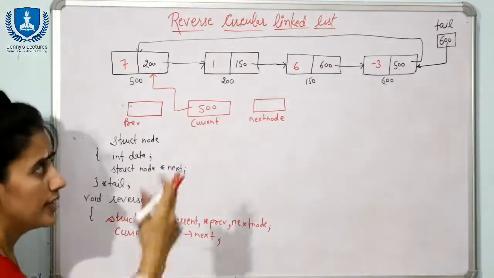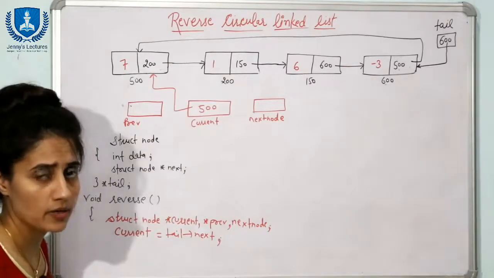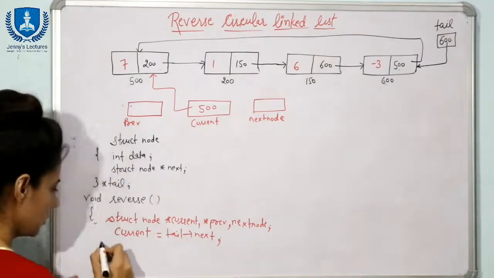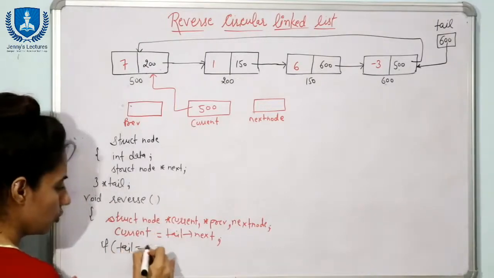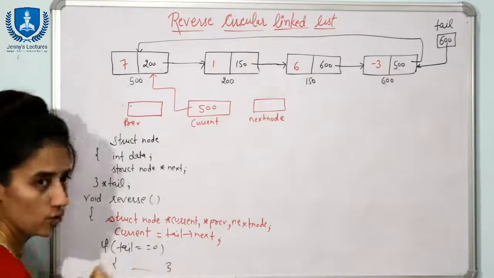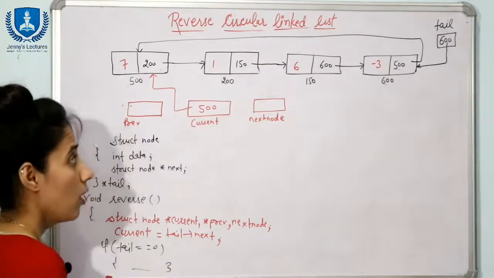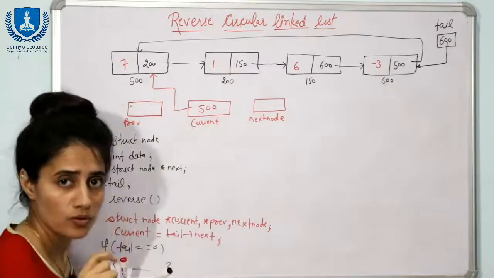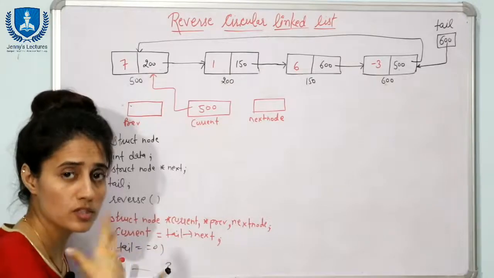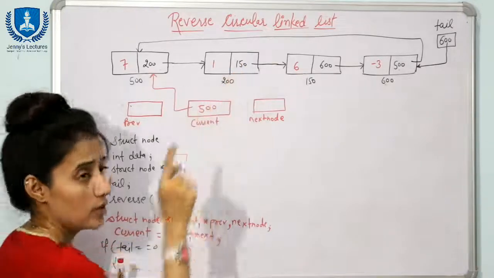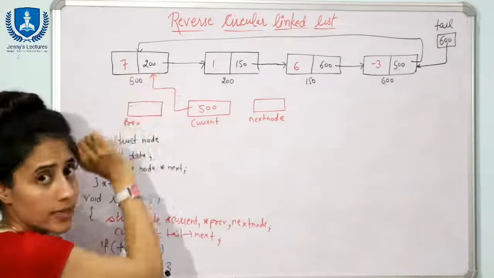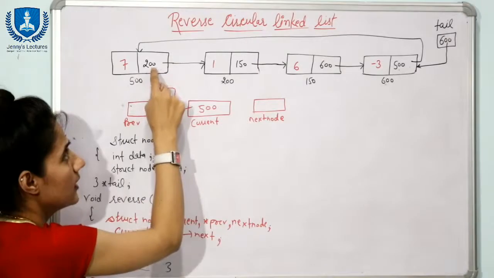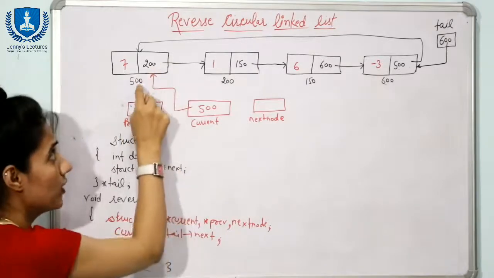Now you can check if tail is equal to 0, it means the list is empty. You cannot reverse the list, so you can write this condition and print a message. Or if you want to handle the case where the list has only one node, we discussed how to check that when deleting a node from the circular linked list. If only one node is there, then tail would point here and current would point here, and this node would contain the address of itself, so here also 500, here also 500.